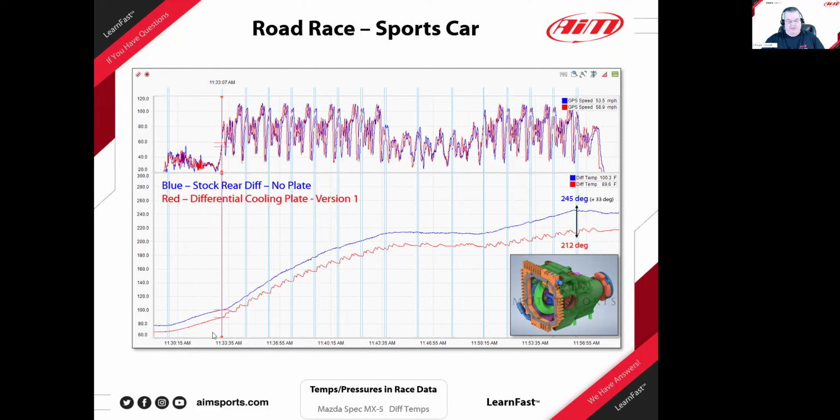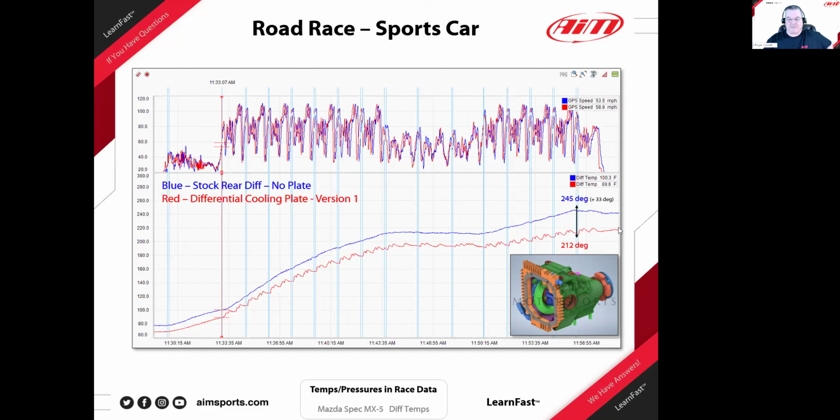And here are the two rear differential temperature traces throughout the entire run. I put a line here at the end that showed that at the end of the run, the blue one was at 245 Fahrenheit, and 212 degrees for the red one. A 33-degree difference, but right off from the word go, right? And yes, it's all just fluid and volume, additional volume, right? So kind of an interesting thing.